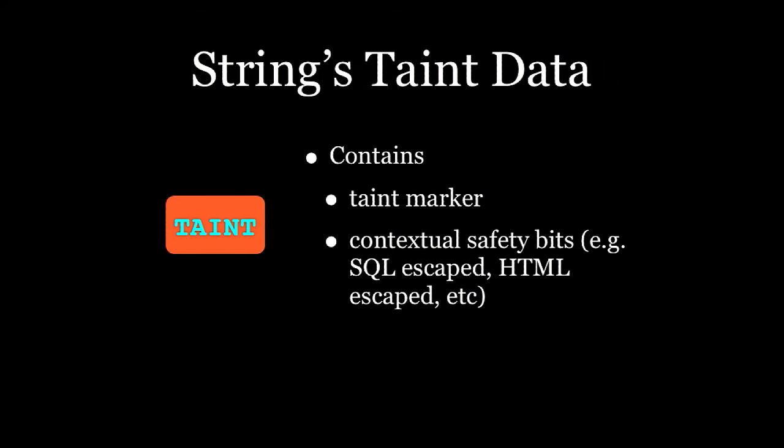What we store in there is a taint marker, which says that this particular string is tracked by us, and contextual safety bits. Remember I told you earlier that this system allows you to mark something as being safe for a particular context. Those bits are stored in a little bit mask where we allocate bits for, say, HTML. It's all done dynamically, and we mark them as safe.